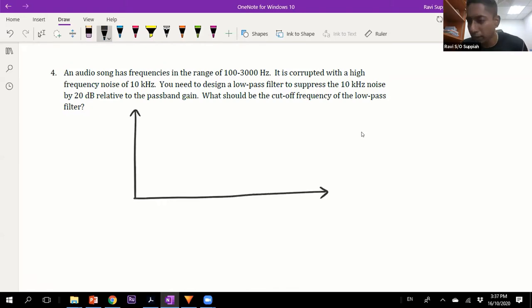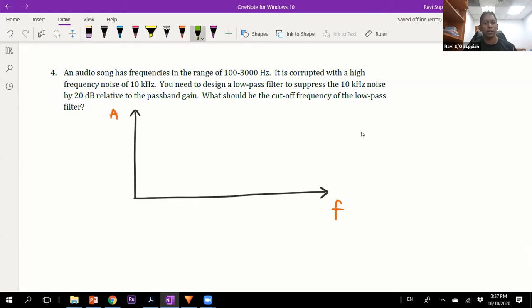A few semesters back, we used to have... actually the scope in the lab has a frequency analyzer function, which means you can actually see the frequency range of the signals that you pass in. So if you were to take this signal and put it into the op-amp, analyze it in the oscilloscope, what would you observe?